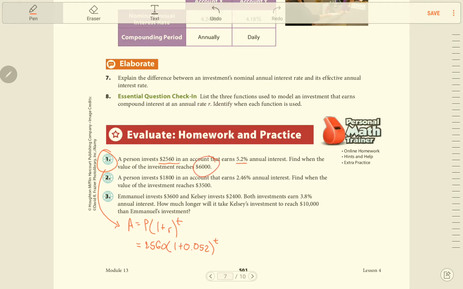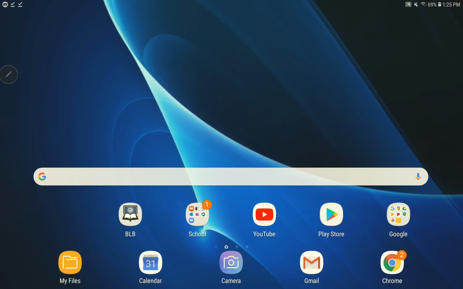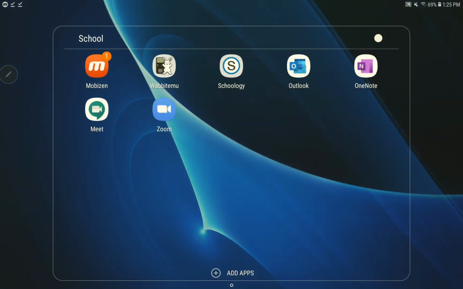We want to know when this thing is $6,000, so we're going to set this equal to $6,000. Now, at this point, you have two options because you've already gone through the logarithm section of the class. We could solve this using logarithms, or you could just graph the left-hand side, graph the right-hand side, and find the points of intersection. To do that, I'll go to my calculator here.